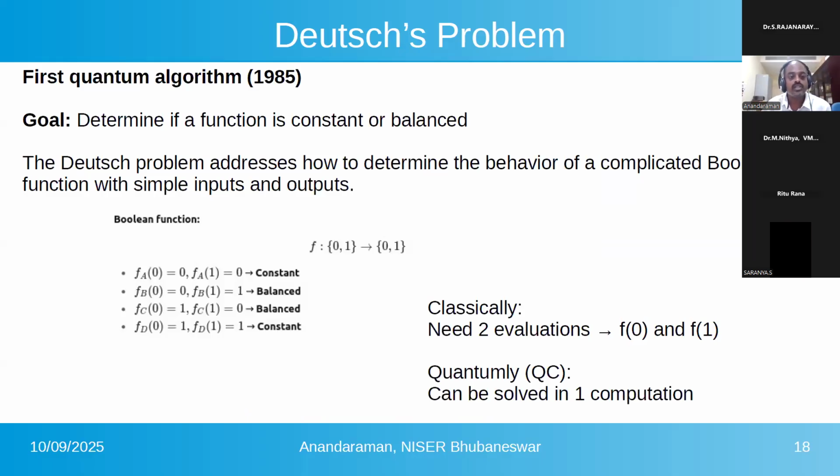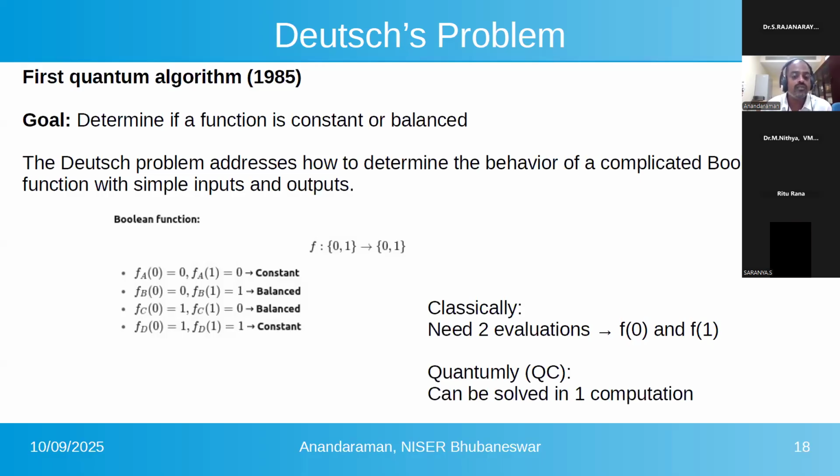So this algorithm determines whether the function is constant or balanced. For example, irrespective of the input, if the function gives the same output, that is called constant. If the input changes and the output changes, that is balanced. For example, you have 4 inputs, 2 outputs are one value and 2 outputs are another, that is balanced. If all outputs are the same, it is constant. It is actually a Boolean function, a complicated Boolean function with simple input and output.